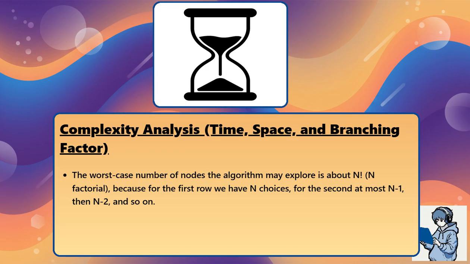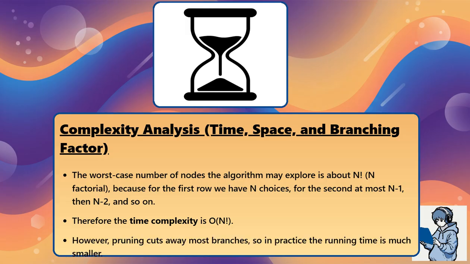The worst case number of nodes the algorithm may explore is about n factorial, because for the first row we have n choices, for the second at most n-1, then n-2, and so on. Therefore, the time complexity is big O of n factorial.